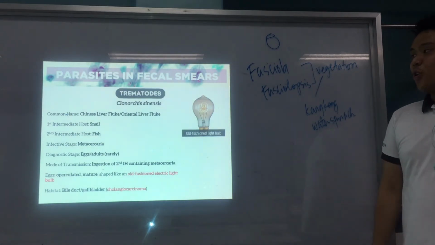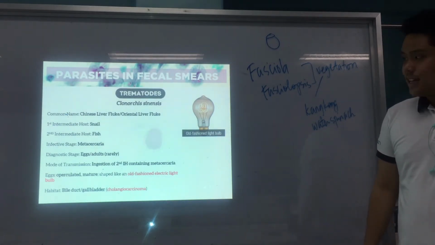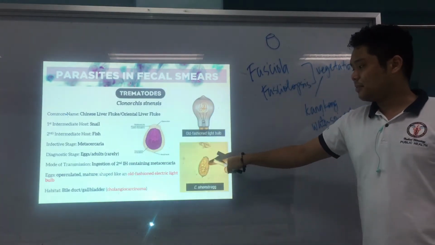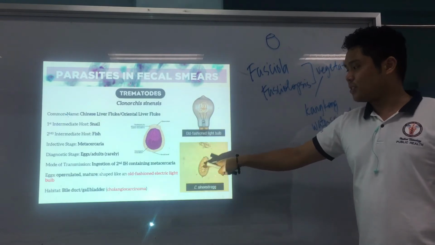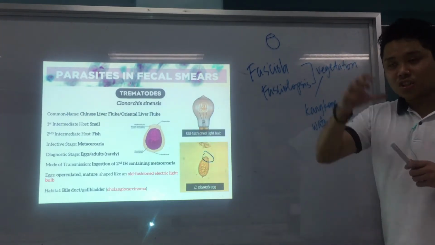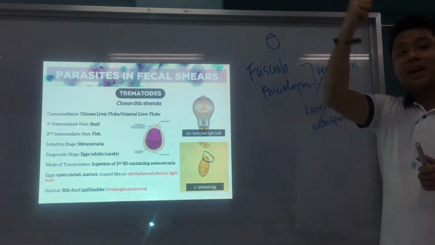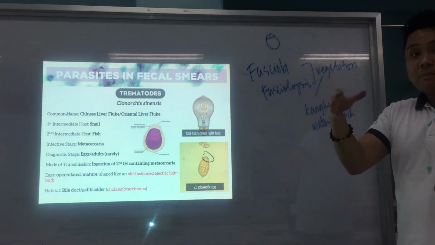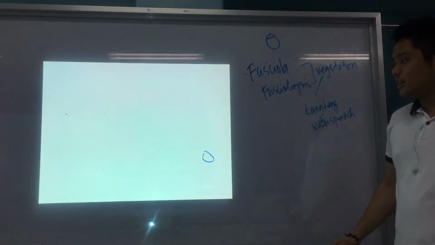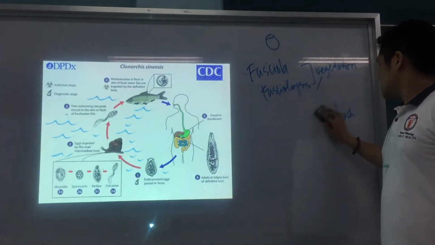Alright, so that's for Clonorchis sinensis, and this is the egg, theoretically. And this is the appearance, right? It looks like a light bulb. It has a small knob, okay, opposite of the operculum. So, is the operculum clear to you, guys? It looks like a hatch, like a door, that opens when the larva matures, okay? Alright, okay, now we go to its life cycle.